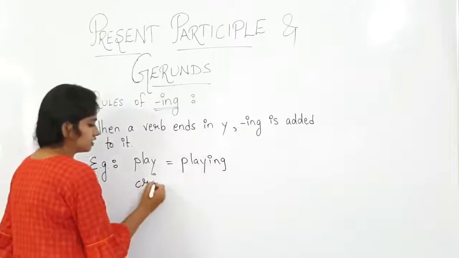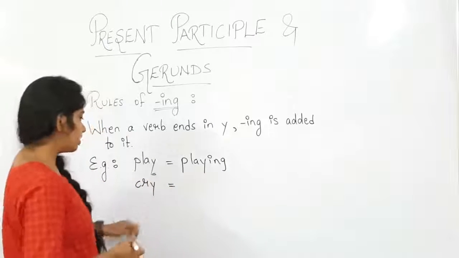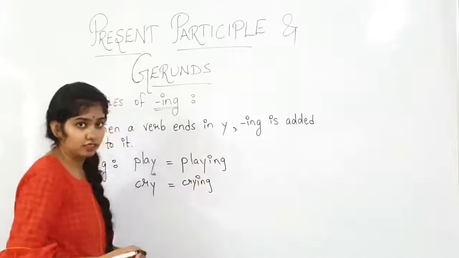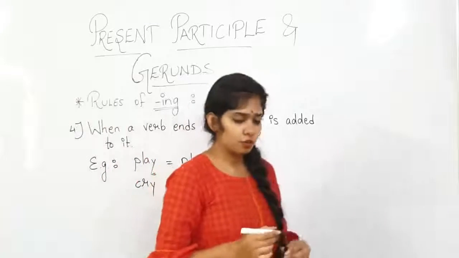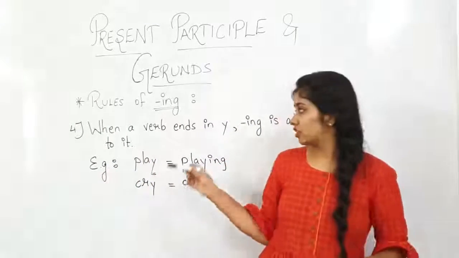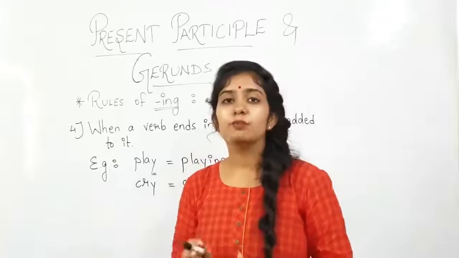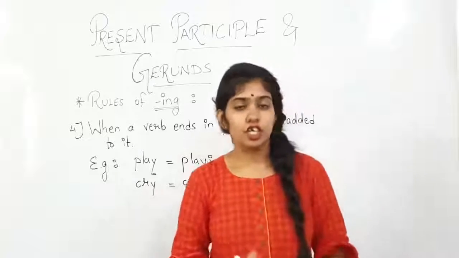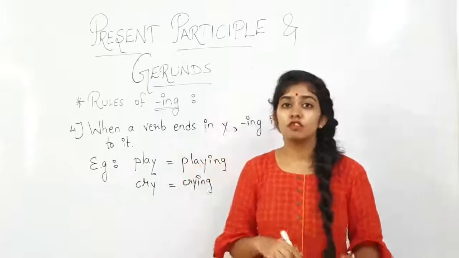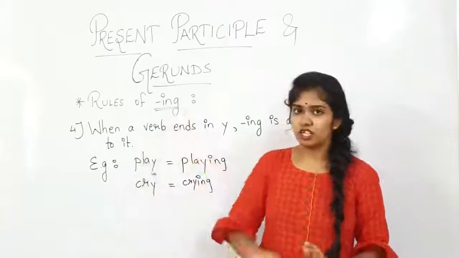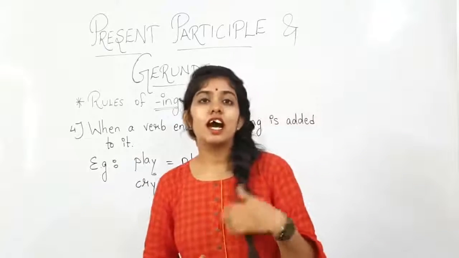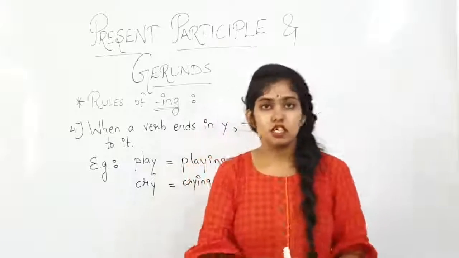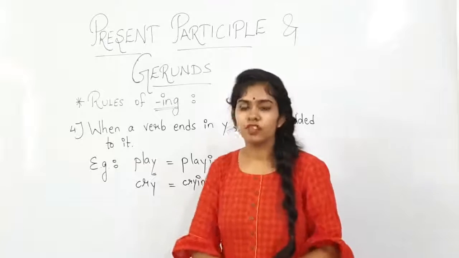Then cry. So what will we do over here? We will directly add ing: crying. So you can see, students, that whenever the word is ending with y, then we will keep the y as it is and we will directly add ing to that word. So students, here we have learned 4 rules of ing, that whenever we are adding ing, we need to keep some rules in our mind. So that we have learned over here, right?